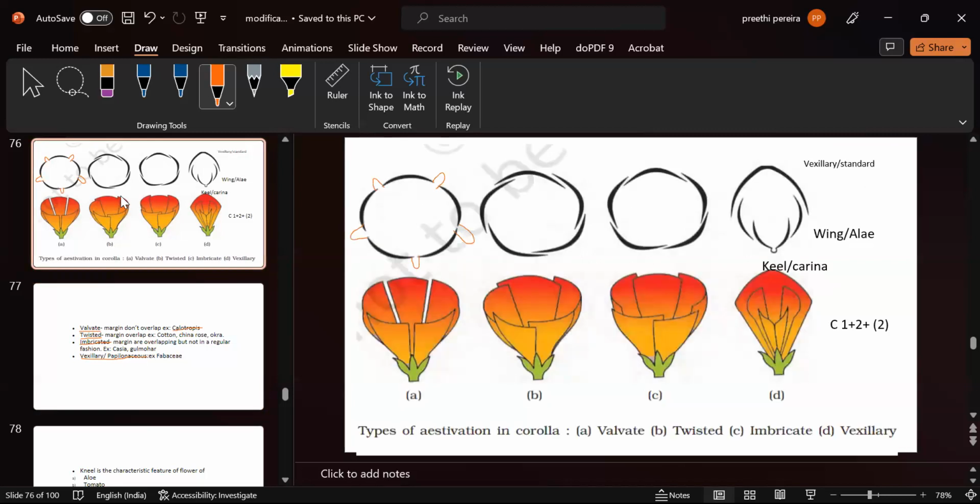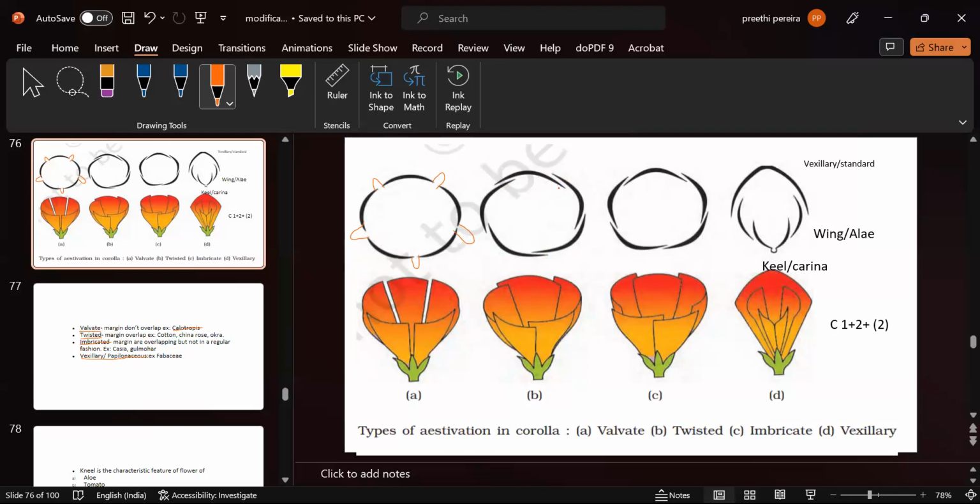Next one is twisted. The name itself says it. You can see the margins overlapping. See, one margin is outside, one is inside. In, out, in, out, in, out. Can you see the margins over here? They are in and out. So this kind of estivation is known as twisted estivation.